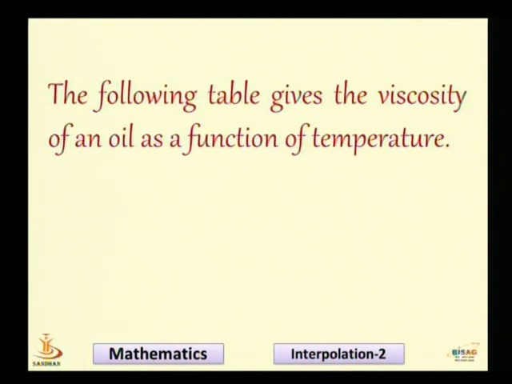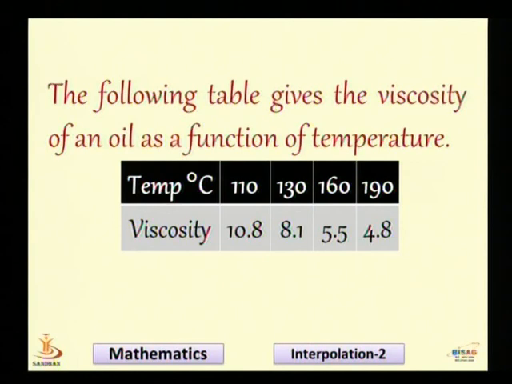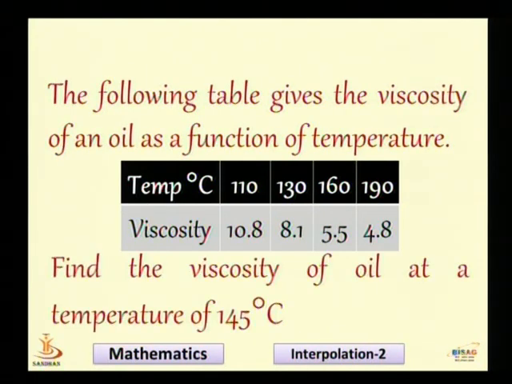Let us now have a look at another example. The following table gives the viscosity of an oil as a function of temperature. The temperatures recorded are 110, 130, 160 and 190 degrees centigrade. The corresponding viscosity is also given to us. We are supposed to find the viscosity of the oil at a temperature of 145 degrees centigrade.